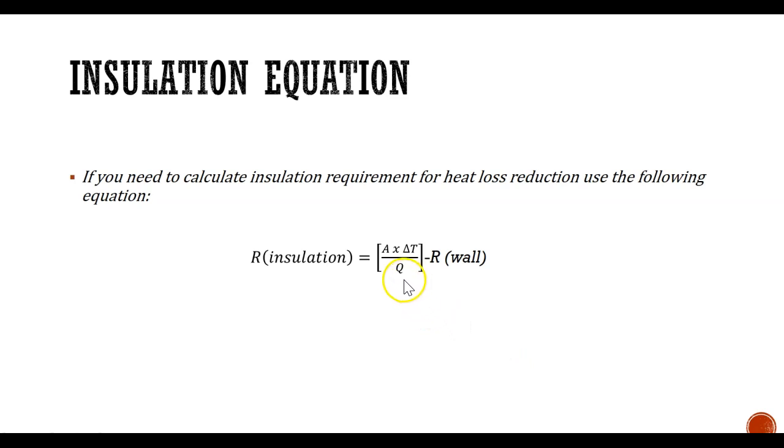So why do I need that for? Let's say, for example, you did the heat loss for a wall and you find that the wall is losing 4,000 BTUs and you want to reduce that to 2,000. So you'll substitute 2,000 here. You keep the area the same, of course. Delta T is going to be the same. You do this math over here, and you subtract the resistance of the wall, and that will give you the resistance of insulation that you need to add to the wall to get to that number.